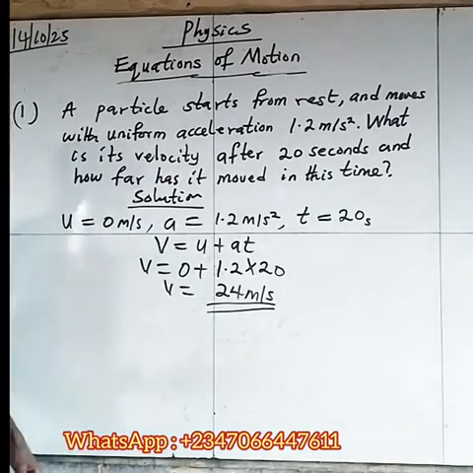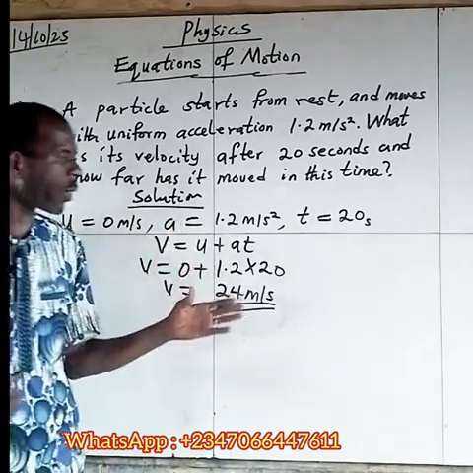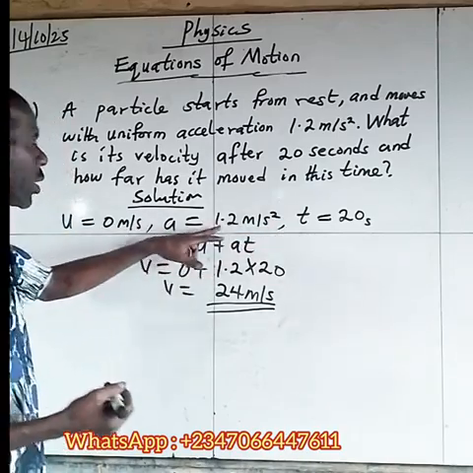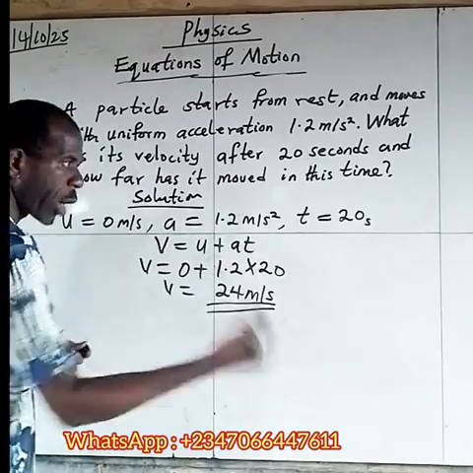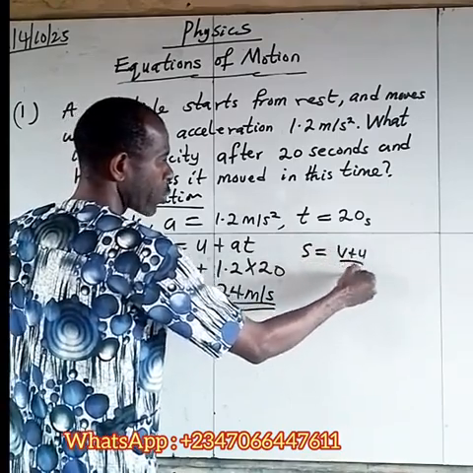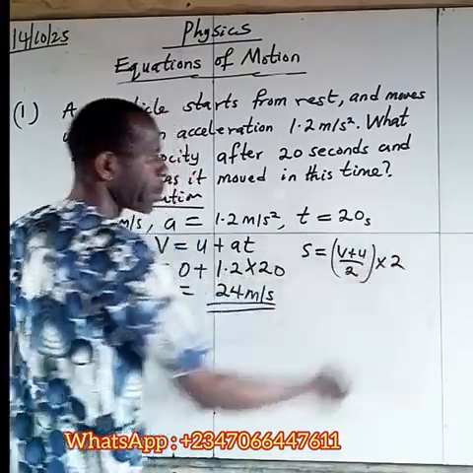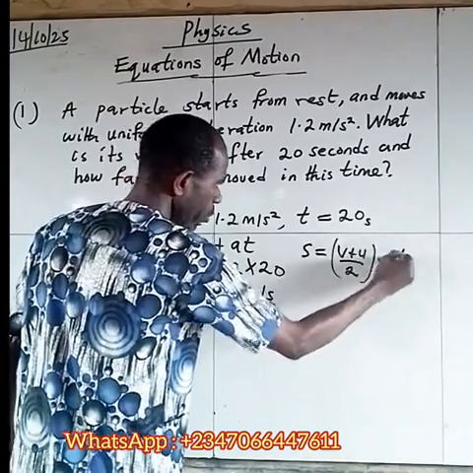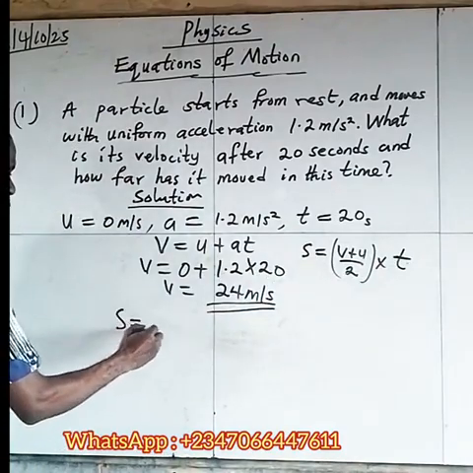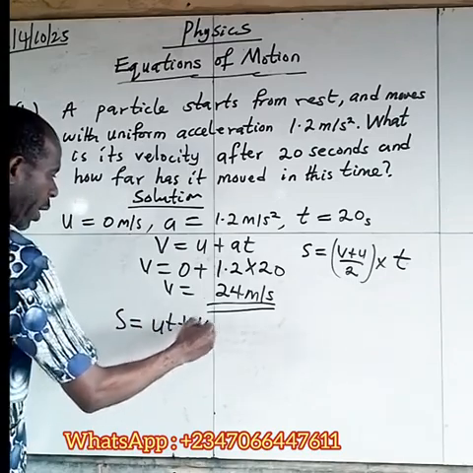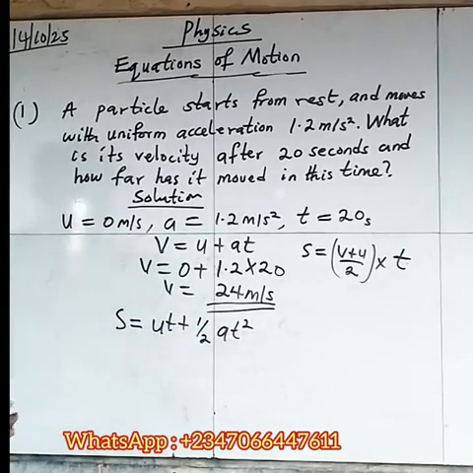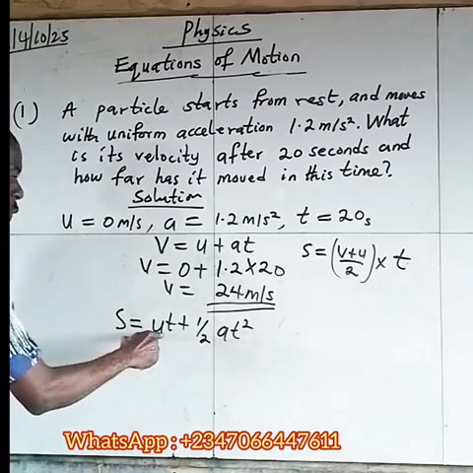Now let us go to the distance. Which of the formulas among the 4 equations do you think we are going to use now to get the total distance? Let us look at the relationship between distance, velocity, the average velocity times time, that's t. If we make use of this, we are going to get the answer. If we also make use of this other formula that says ut plus half at squared, we are still going to get the same answer. Or even the third equation, we can still get it.